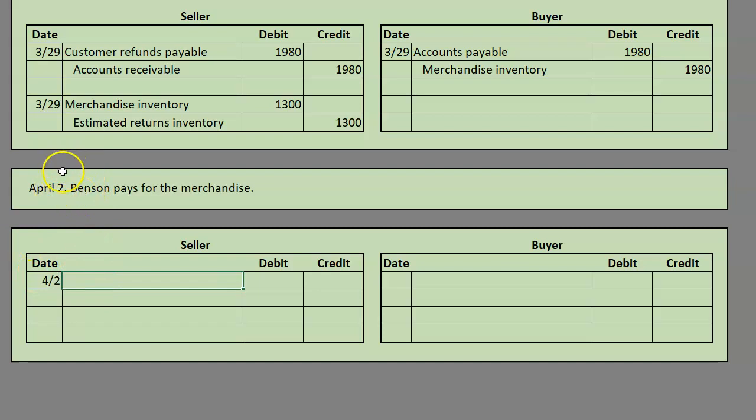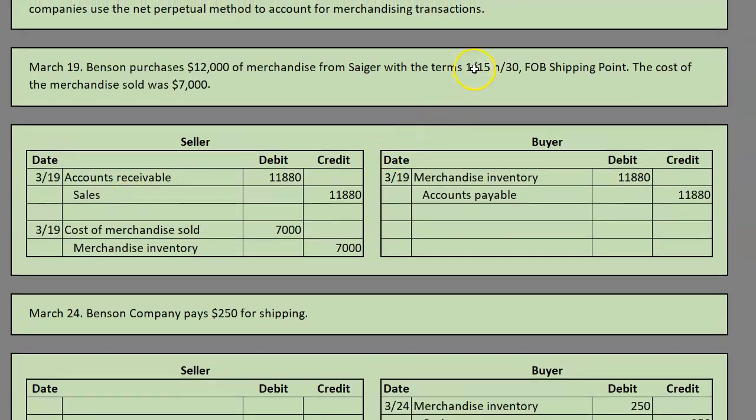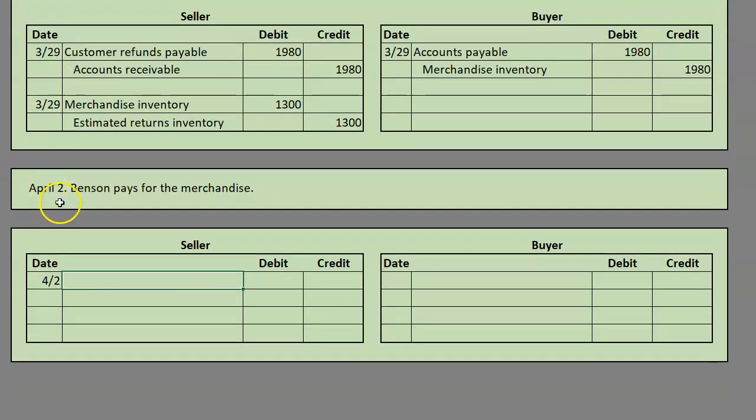So the first thing we want to do is make sure that this purchase is being paid for within the discount period. So if we go up to the original sale to see the credit terms, it's a 1% discount if paid within 15 days. Since this was on March 19th and they are paying on April 2nd, that is within 15 days, so they do get to keep the discount. So the seller is going to be receiving cash, and they're going to have to decrease their accounts receivable to show that the buyer no longer owes them that money.